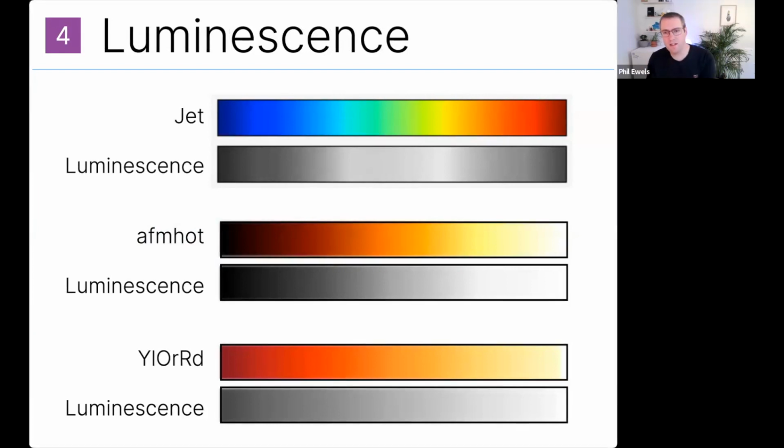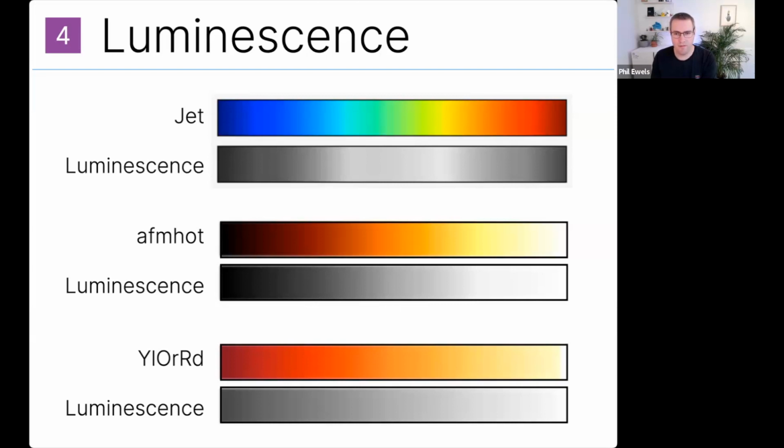So luminescence is basically the brightness of a color. Now, Jet, how many people are using MATLAB? Or Matplotlib, yeah. Jet might look familiar to you, right? I think it's one of the default color schemes in those tools, and it's famously quite bad. If you look at the luminescence plotted underneath it, it's not linear. The luminescence is not linear.